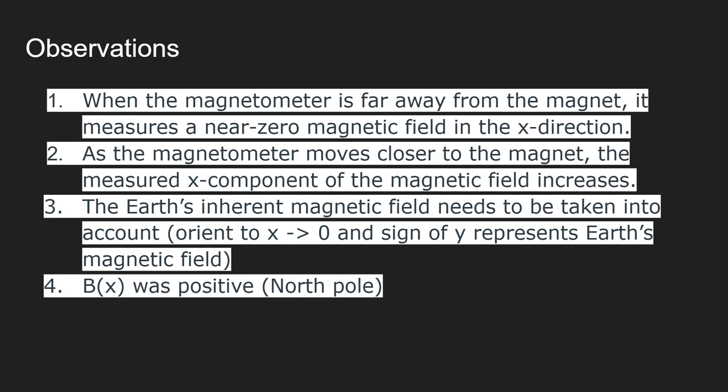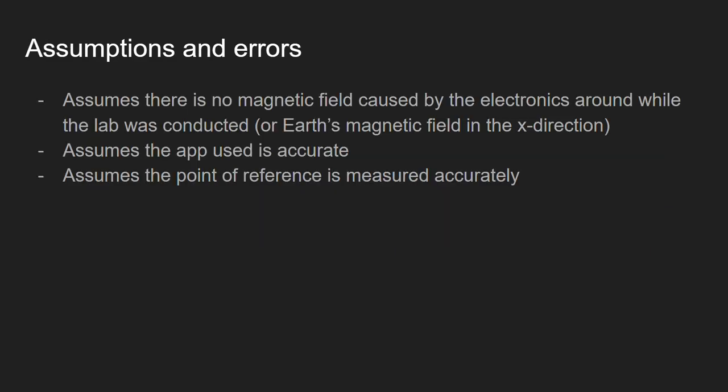So our observation is that when the magnetometer is far away from the magnet, it measures a near zero magnetic vector in the x direction. As the magnetometer moves closer to the magnet, the x component of the magnetic field it measured increases, and then Earth's inherent magnetic field is taken into account, and therefore x begins as 0, and the magnitude of y represents Earth's magnetic field, and also that Bx was positive, and that therefore it means the North Pole is closer to the magnetometer.